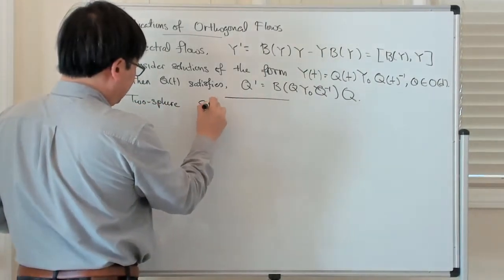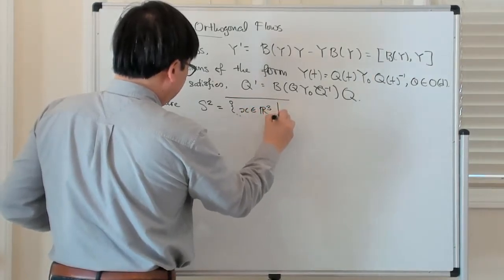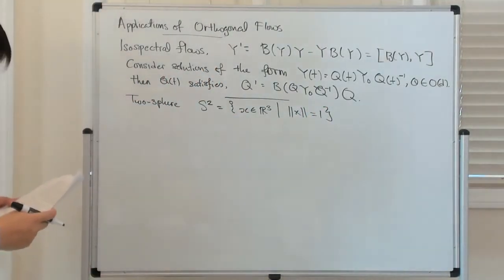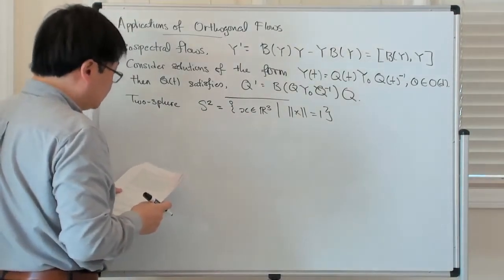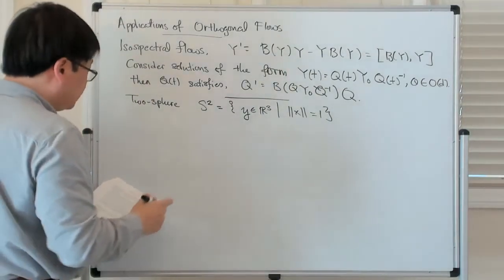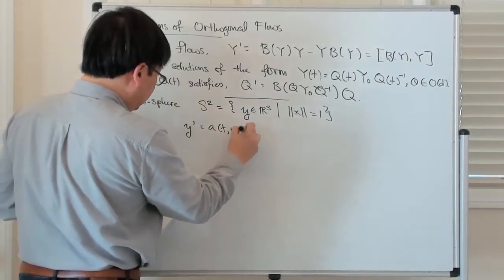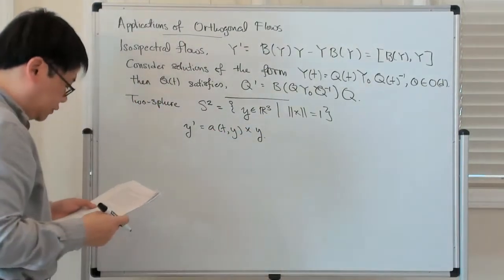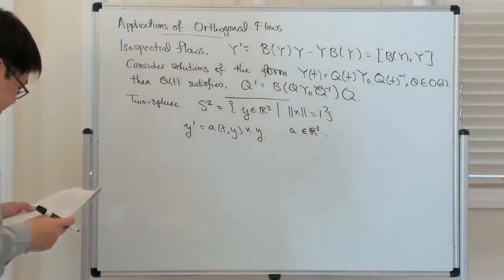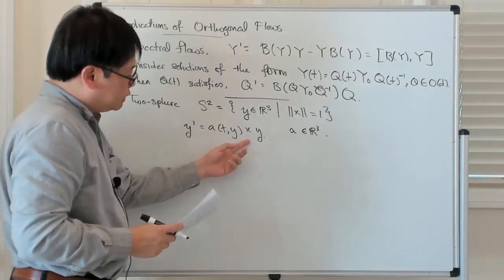This is denoted S2. This is the set of, say, x in R3 with the condition that the norm of x is just 1. If you had some little y which was on the 2-sphere, then you can check that the equation which it satisfies is going to be of the form y prime is equal to a(t) cross product y, where a is some 3-vector, a in R3. So you have this vector a acting by the cross product on y.